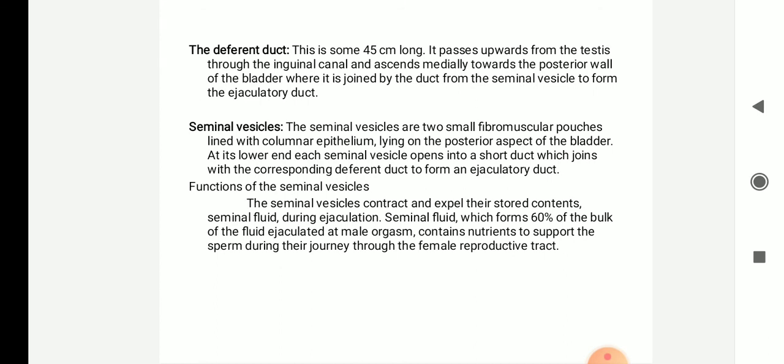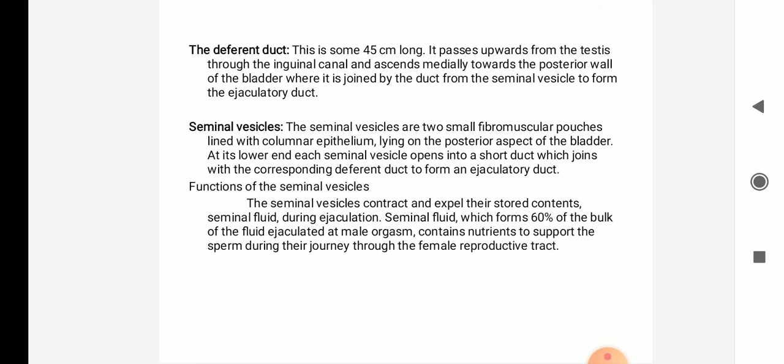Next is the seminal vesicles. The seminal vesicles are two small fibromuscular pouches lined with columnar epithelium, lying on the posterior aspect of the bladder. That is, they lie behind the bladder. At its lower end, each seminal vesicle opens into a short duct which joins with the corresponding vas deferens to form an ejaculatory duct.